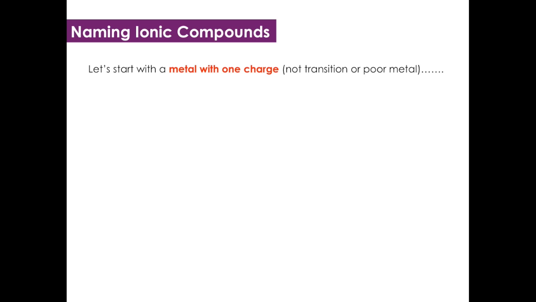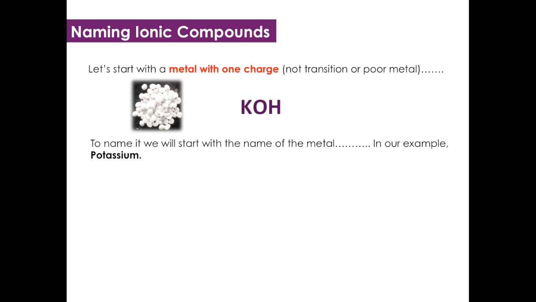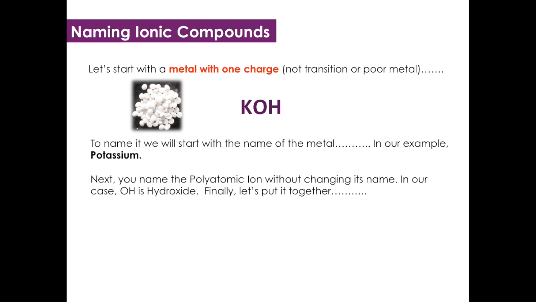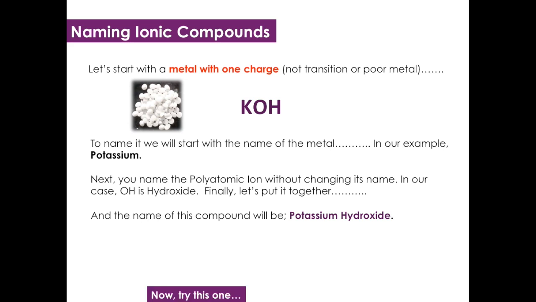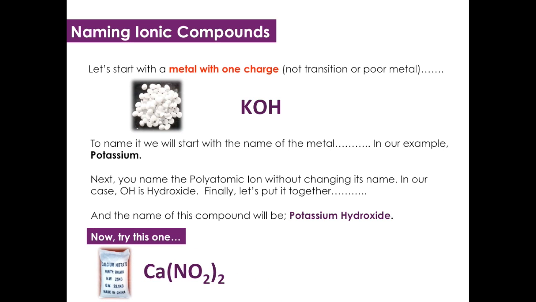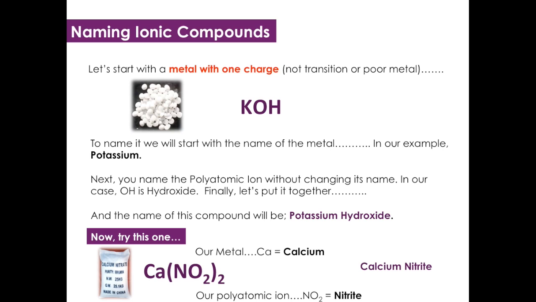Let's start with a metal with 1 charge, no transition or pure metal. To name it, we will start with the name of the metal. In our example, K is potassium. Next, you name the polyatomic ion without changing its name. In our case, OH is hydroxide. Finally, let's put it together, and the name of this compound will be potassium hydroxide. Now try this one. Our metal, Ca, calcium. Our polyatomic ion, NO2, nitrite. Putting it together, that will be calcium nitrite.